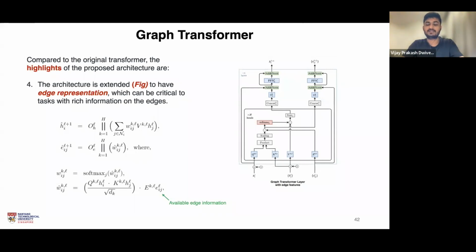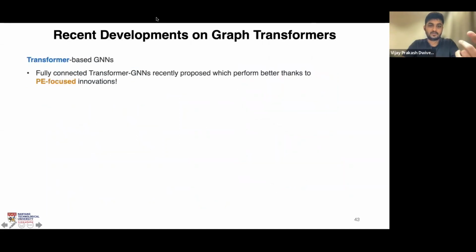The number of edges in a real world graph is usually very much lesser than n square. So O of E is less than O of n squared. So it computationally becomes much more efficient when we're trying to use local attention. And actually, to your question, very recently, now I'll come to this slide. To your question, why not use full attention, because it would encode more information.